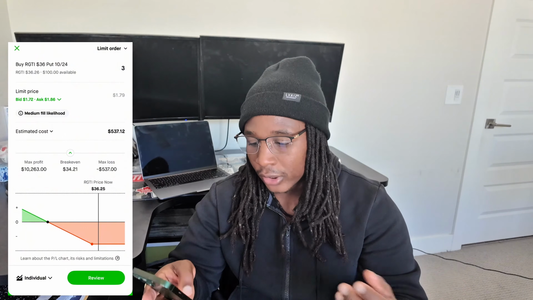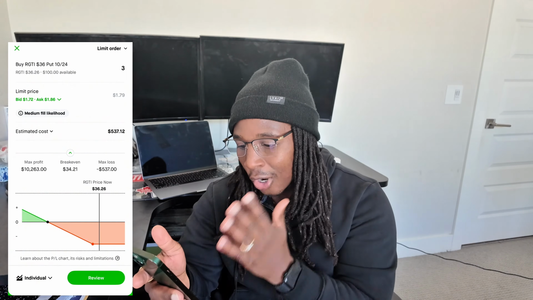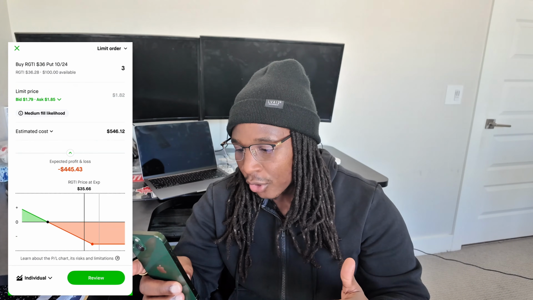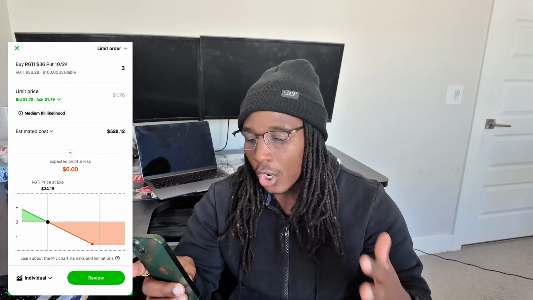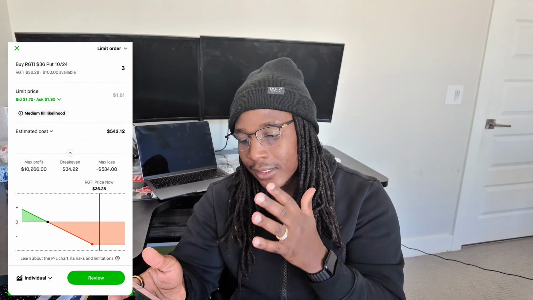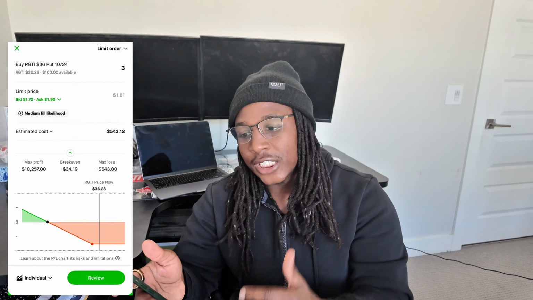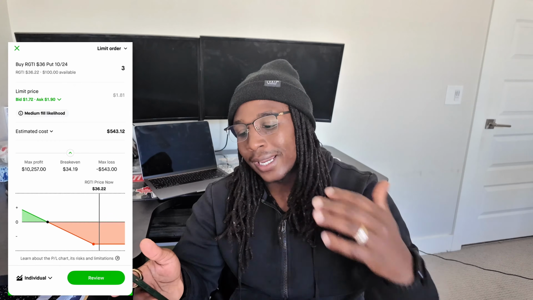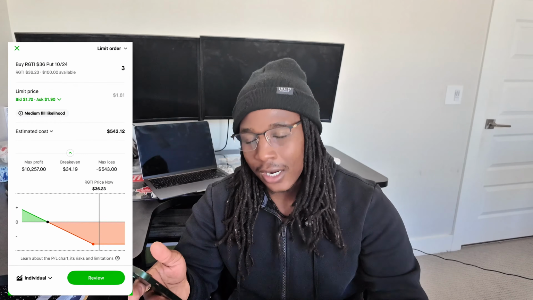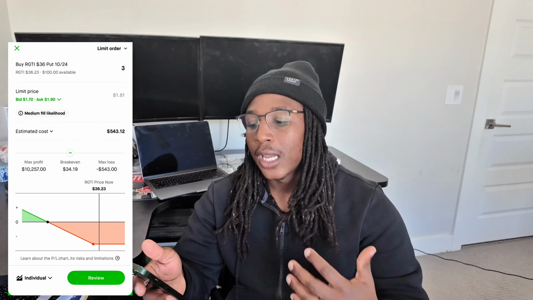And I know a lot of people, when you look at this, you say, oh man, RGTI is all the way at 36.28, and for me to go green and start making money, I gotta go all the way up here. That is not true. This is only a representation if you hold it till expiration. So once again, we're not holding stocks until expiration at all.